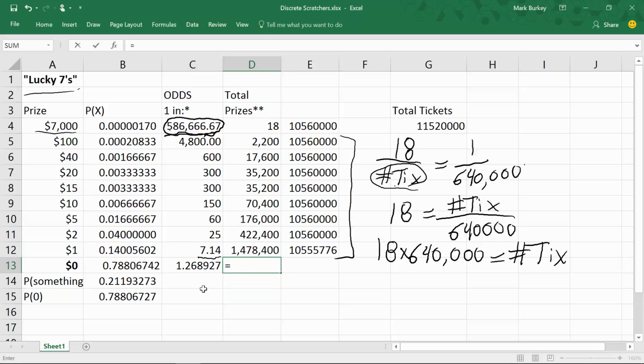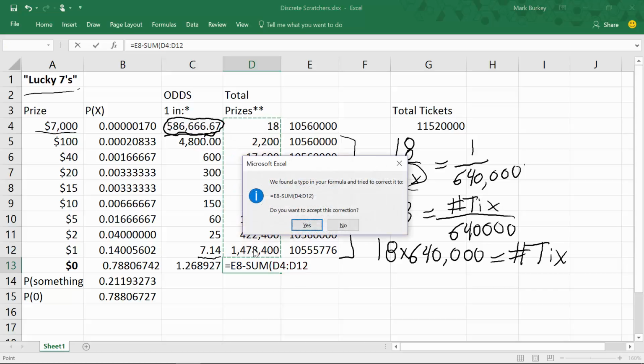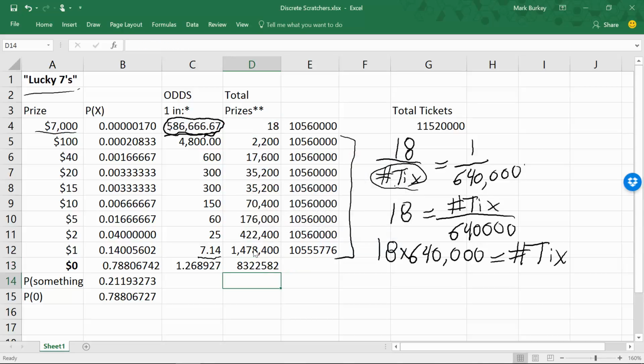So it's the 10,560,000 minus the sum of how many winning tickets did they print. And here we see they printed up about 8,322,000 tickets that won nothing.